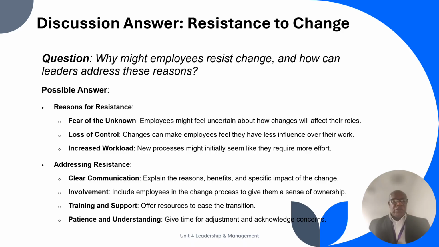Get the team involved to address resistance. Include employees in the change process and give them a sense of ownership, give them a sense of belonging. Okay, so it is easier to address the resistance if employees feel involved.